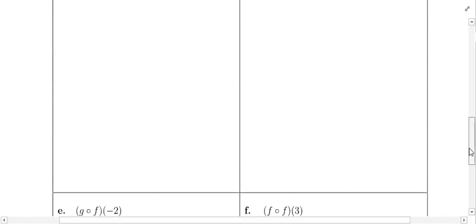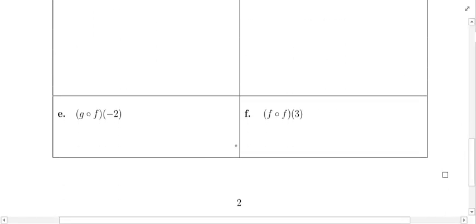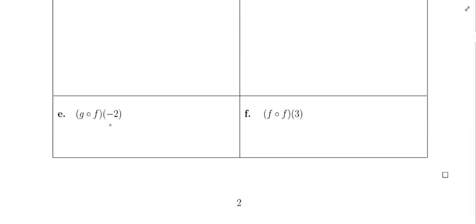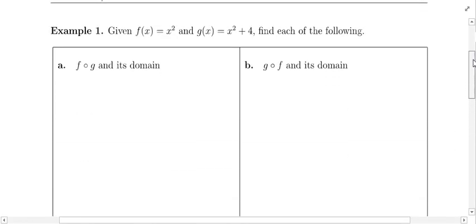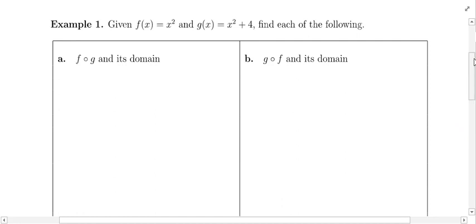Okay, there are a couple of extra problems at the bottom here. Once you form these new functions, remember, they're going to have all the characteristics of a regular function. So in parts E and F, we're going to plug an input into our new function to see what the output is. Okay, so there's going to be a lot of work going on in this page. So let's go back to the top here. We'll start with part A. So we're going to find f of g, and the domain as well.